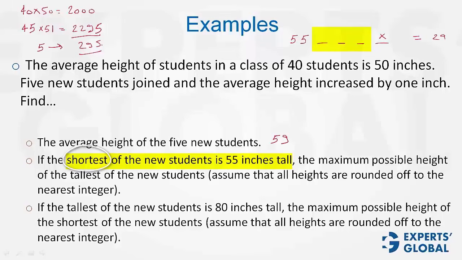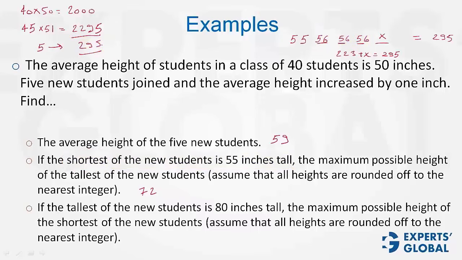The sum we know is 295. We determined here the sum of heights of these 5 students is 295. We can't take 55 again because he is the shortest. It's given. It's unique, shortest of the 5 students. So others have to be taller. We can take the least possible values. Assume that all the other 3 are exactly 56 inches tall. So this is 223 plus x equals 295. Turns out that x is 72. So the maximum possible height of the tallest of the new students, in this case, is 72 inches.